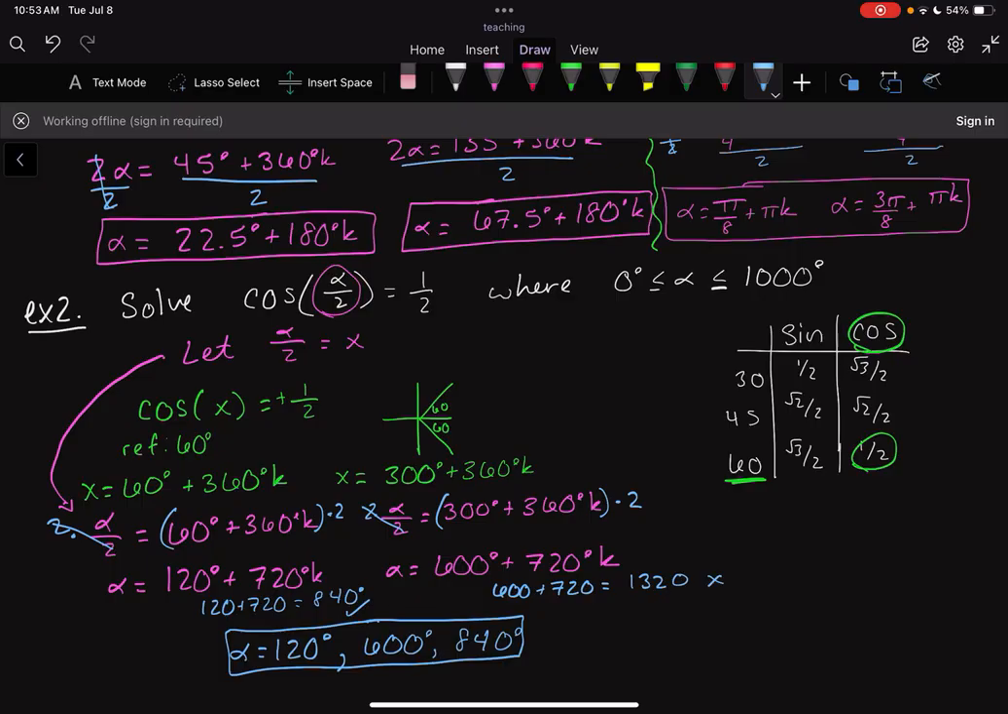So let me just pause so you can take this one in. I'm going to recap a little bit. First we let the inside of our parentheses be a different letter, just so we can make it more like a 4.2 problem. Then we treated it like a 4.2 problem. We found what our new variable x needed to be. Then we plugged in my alpha over 2. We put it back in place. We solved for alpha. And then we had to only pick angles that were in the interval that we wanted, which was 0 to 1,000.